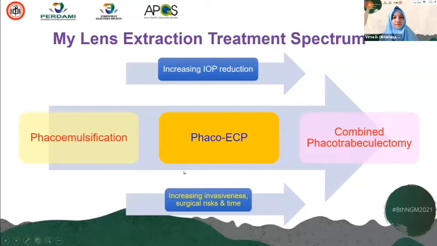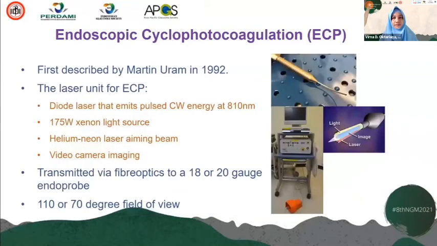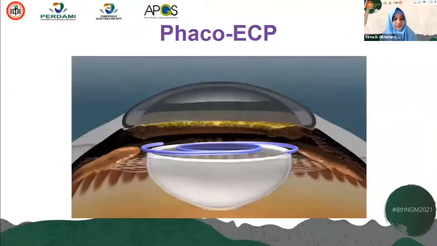Of course, as you move from left to right, there's increasing invasiveness, increasing surgical risk, as well as increasing surgical time. Now, endoscopic cyclophotocoagulation is basically a laser technique that involves the application of laser burns onto the ciliary epithelium, thereby reducing aqueous production. And this is performed with an anterior chamber endoscope, which allows you direct visualization of the ciliary processes.